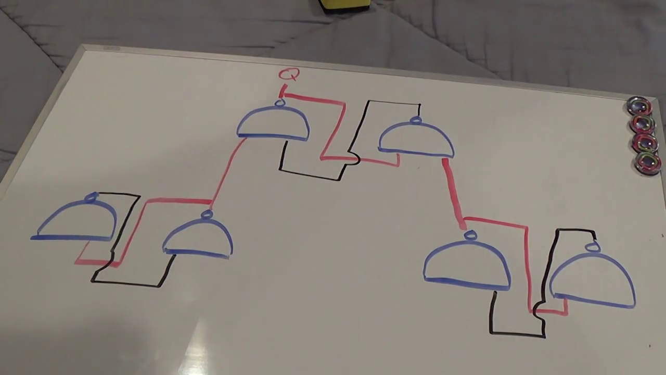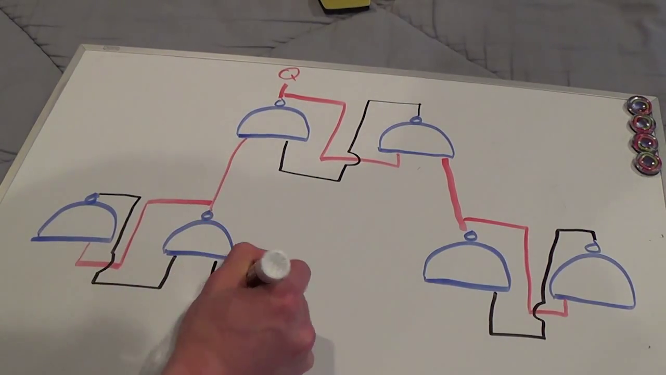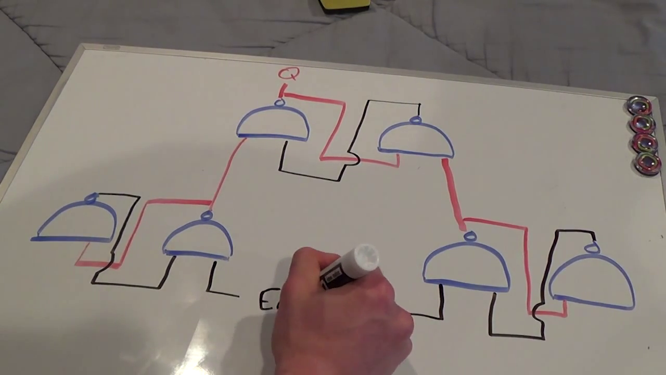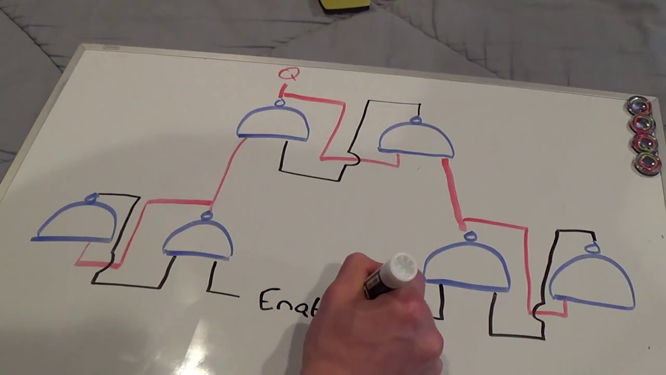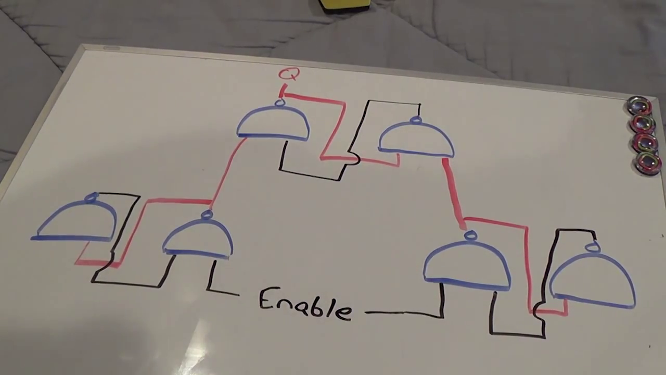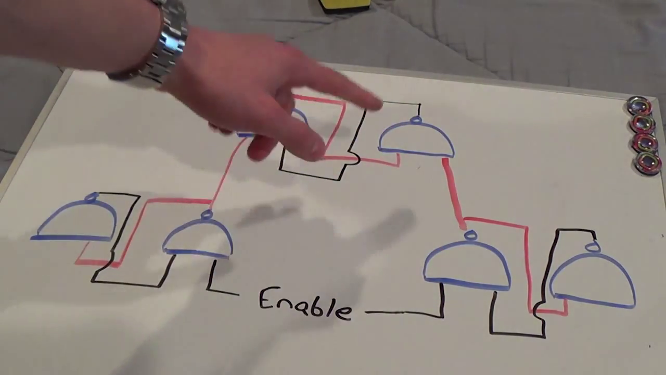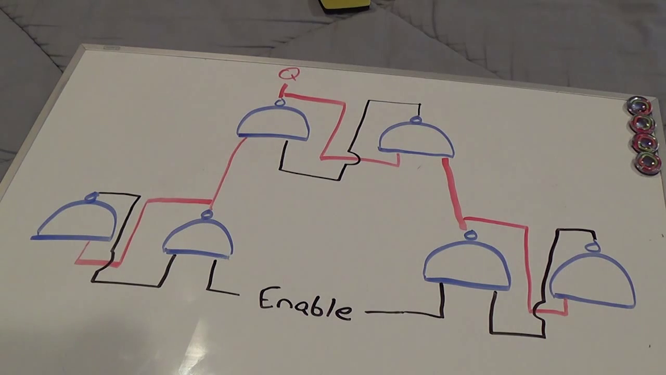So what we can do is wire both of these NAND gates up to the same enable, and as long as enable is low, these 2 wires will always be high. The 2 inputs to the main set reset NAND latch will always be high, as long as enable is low. And Q will remain whatever it previously was.